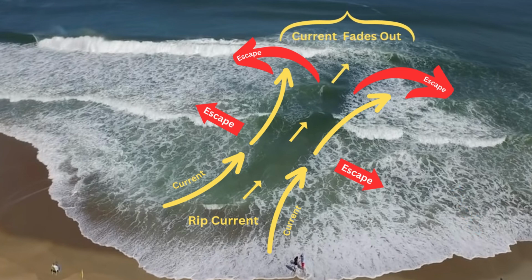The flow of the current fades out completely at the head of the rip, outside the zone of the breaking waves, so there is a definite limit to how far the swimmer will be taken out to sea by the flow of a rip current.